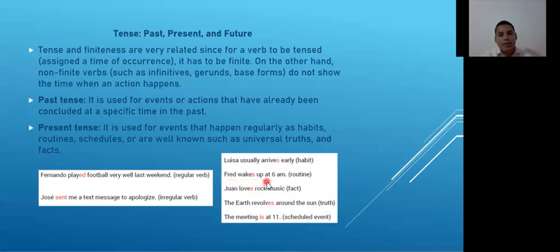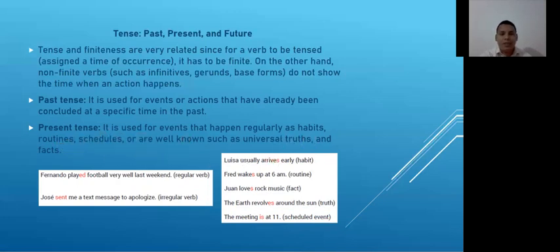Fred wakes up at 6 a.m. It's a routine. Juan loves rock music. It's a fact. The earth revolves around the sun. It's a truth. The meeting is at 11, a scheduled event, as mentioned in all the previous examples.